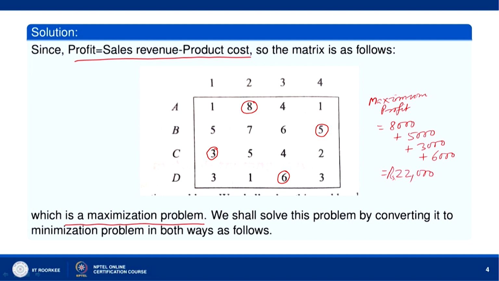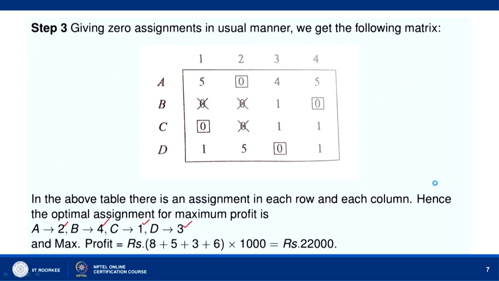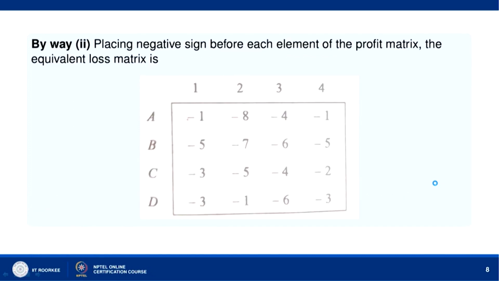So, if plant A is given the product 2, plant B is given the product 4, C is given the product 1 and D is given the product 3, then the profit will be the maximum and it will be rupees 22,000. So, this is how we solve this problem of maximization of profit. Now, let us go to the second method.